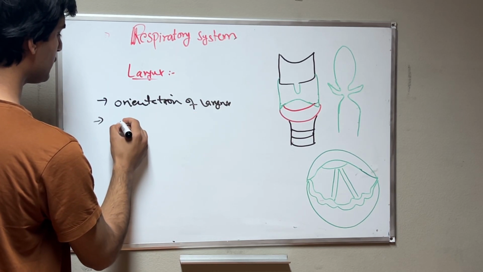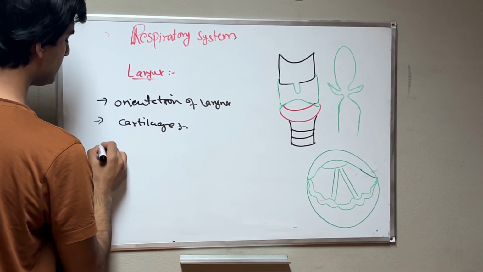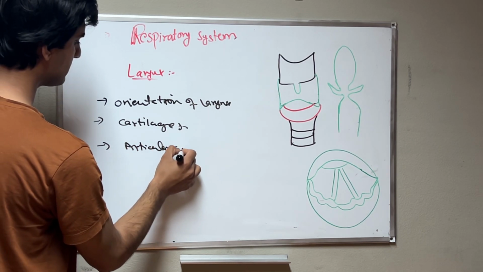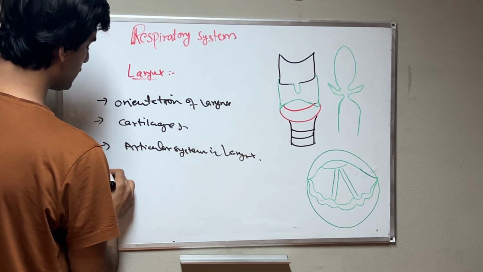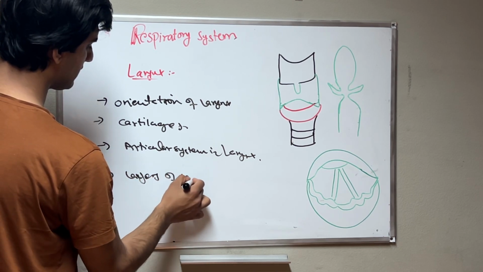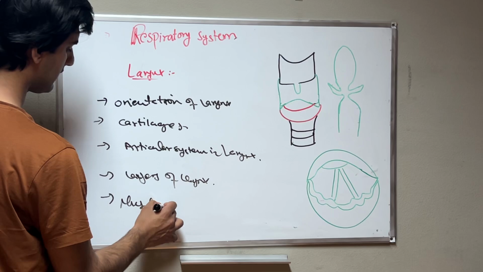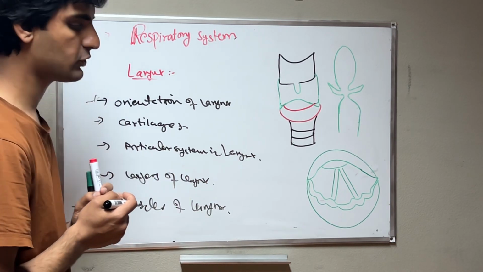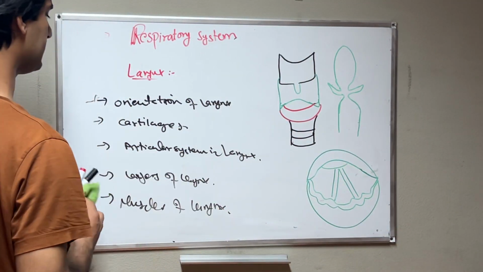Second, we will talk about the cartilages, which are very important in the larynx. Then we will go on to the articular system in the larynx. Also we will talk about the layers of the larynx, and here we also have the muscles of the larynx. This is what we will discuss in today's topic. First we will start from the orientation of the larynx.